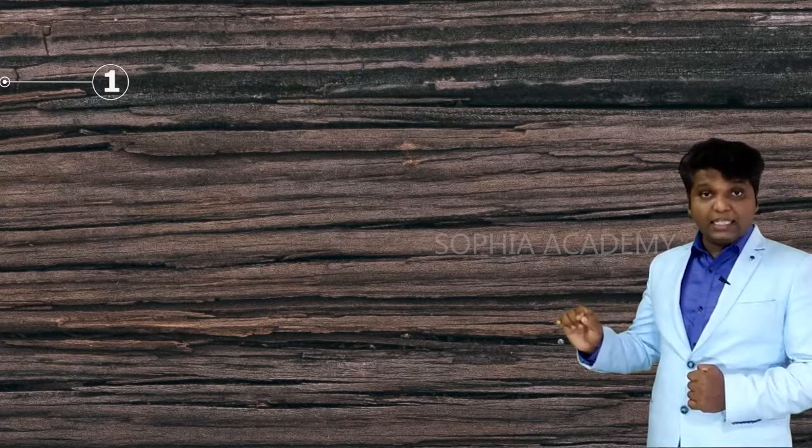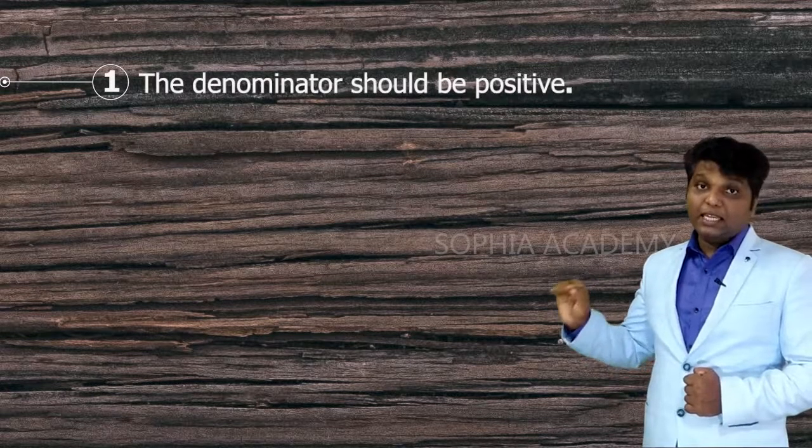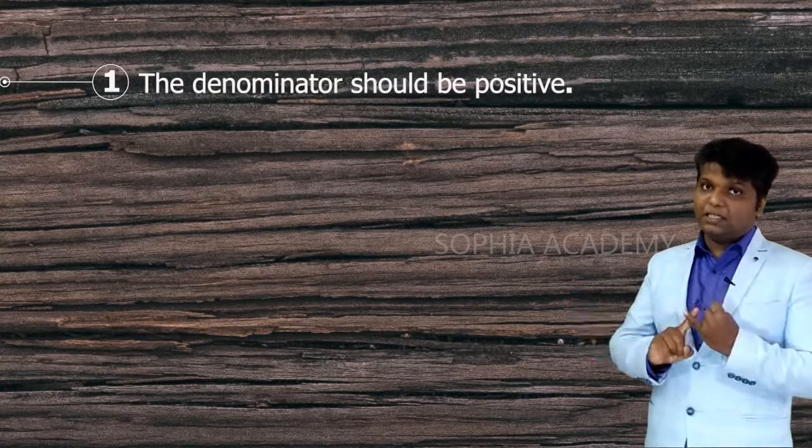There are some general methods for comparing rational numbers. I will give you one by one. Listen to this. Point number 1. Express each of the given rational numbers in such a way that the denominator is positive. Clear? The denominator should be positive. That is the first thing to be noticed.